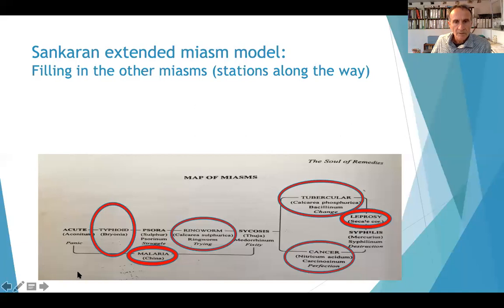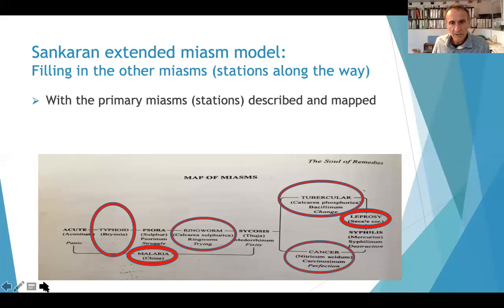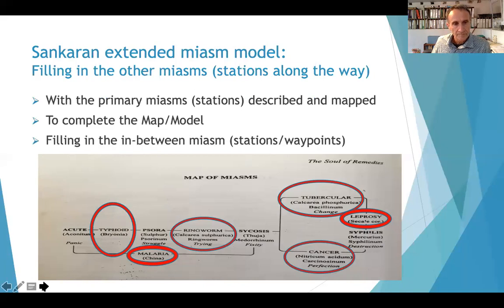Right, so this will be filling in the miasms on the way. Let's have a look. We've done the primary stations or miasms, that's the psora with the acute added before, the psychotic and the syphilitic. So we're going to be adding in between: typhoid, malaria, ringworm, cancer, tubercular, which we have known before, and leprosy as a new miasm. Filling in the waypoints.